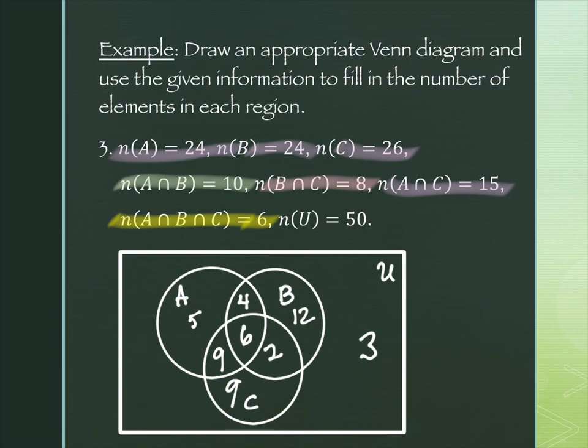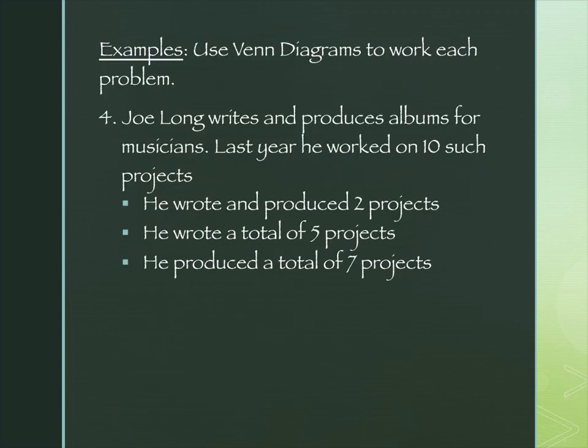Okay, makes sense? All right, so now we're going to use this idea and we're going to actually apply it in the context of an application problem. And we are talking about Joe Long. So the ones that look like this don't draw the picture for you, and they don't identify A is this, B is this. You have to do all of those things.